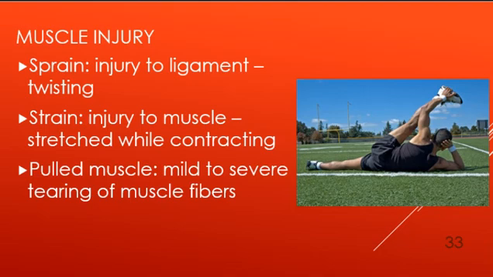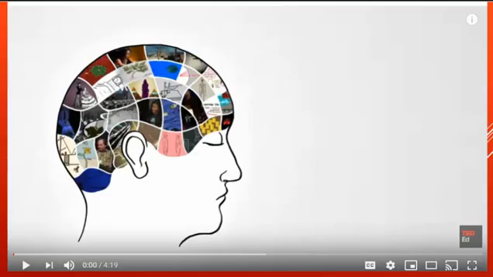Now, a sprain oftentimes will happen from a fall. That's what happened to me. I had fallen and boom, I'm glad I didn't break anything, but it was definitely a sprain. All right, and here we're going to watch this real quick about how the muscles grow.